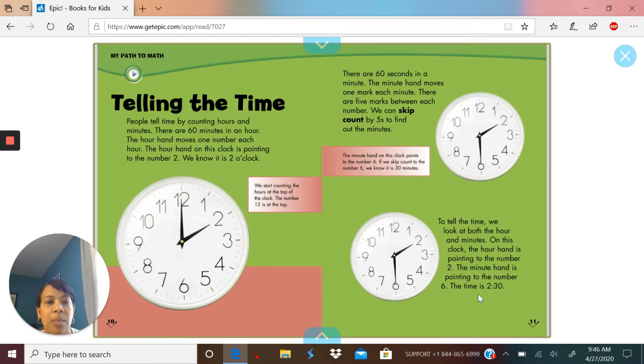To tell the time, we look at both the hour hand and minutes. On this clock, the hour hand is pointing to the number 2. The minute hand is pointing to the number 6. The time, 2:30.